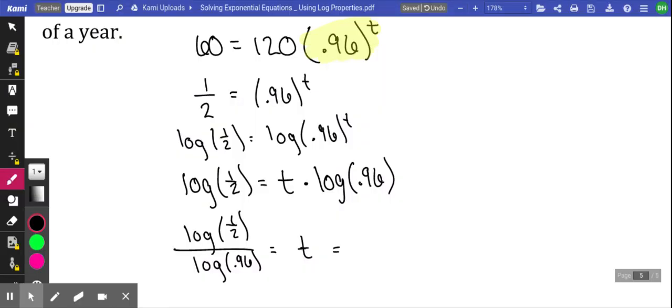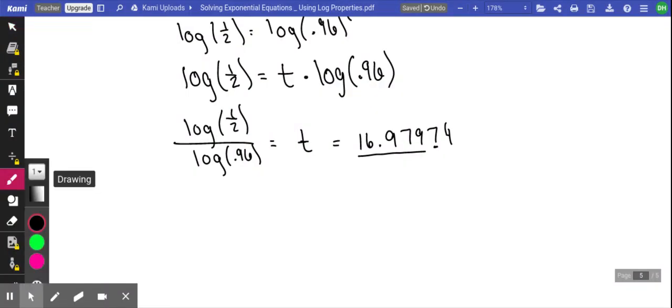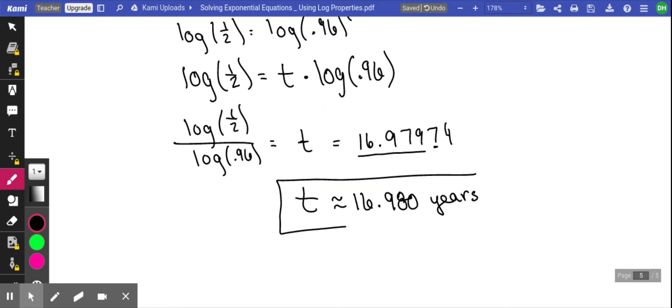When I plug this into my calculator, I got 16.97974. And we're trying to round to the nearest thousandth, which is going to be 3 decimal places. So you look at the 7, and that tells you to round up. So what does that kick you up to? Let's see, t is going to be approximately 16.980 because of the rounding that took place. Okay, so it's going to take just a whisker under 17 years for that radioactive isotope to decay to half of its original amount. All right, hope you're feeling pretty good, and we're going to get after it tomorrow.